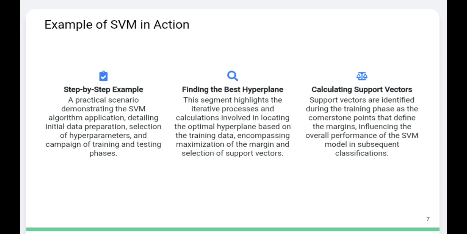Calculating support vectors. Support vectors are identified during the training phase as the cornerstone points that define the margin, influencing the overall performance of the SVM model in subsequent classification. In this practical example of SVM in action, we will walk through the process step by step, illustrating how methodologies are applied in a real-world context. Finding the optimal hyperplane and calculating support vectors are crucial components of the demonstration.